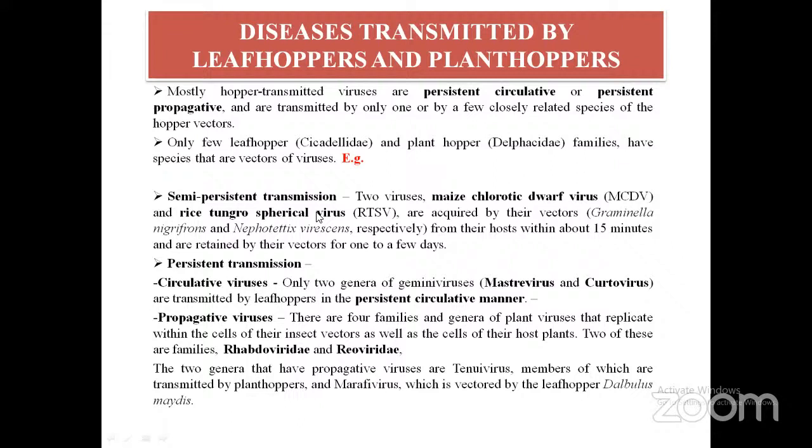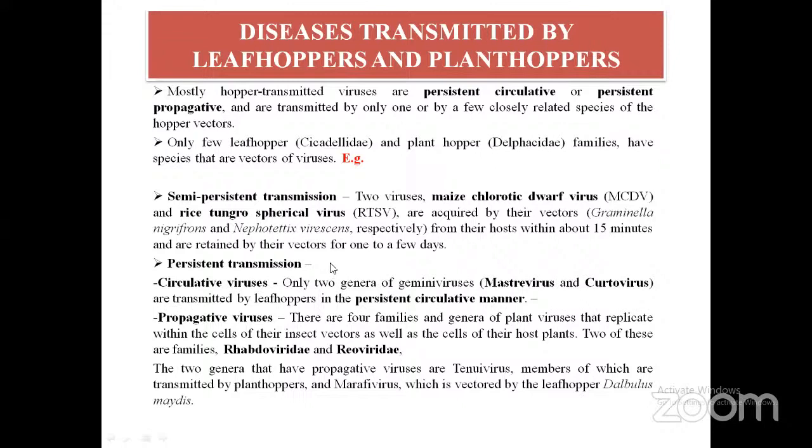I know you might have learned these two names earlier also. These are acquired by the vectors Graminella nigrifrons and Nephotettix virescens respectively from their hosts within about 15 minutes and are retained by their vectors for 1 to a few days. So the time also tells us that it is a semi-persistent transmission.